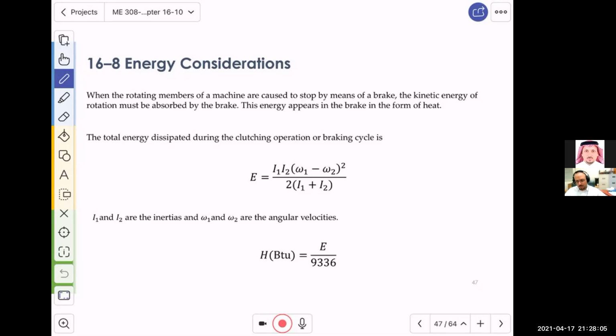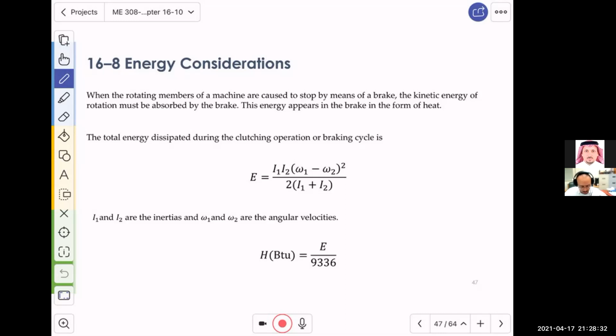So the last part, which is section 16-10, is a very simple one. It's basically some tables about the materials and their characteristics. So hopefully we can cover it within this recording, and with that we will finish the complete sections for this chapter 16.